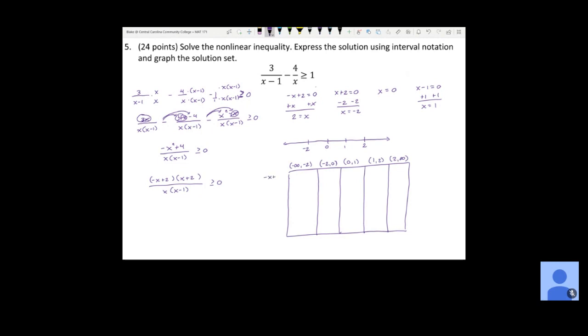So -x plus 2 is our first factor. x plus 2 would be next. x, minus 1. And then finally, the entire thing together, right? So -x plus 2 times x plus 2 over x times x minus 1.